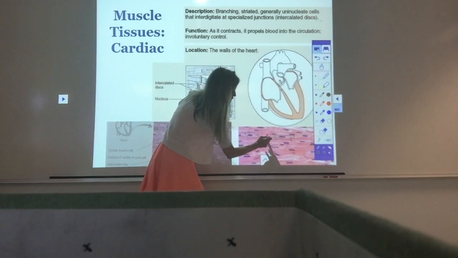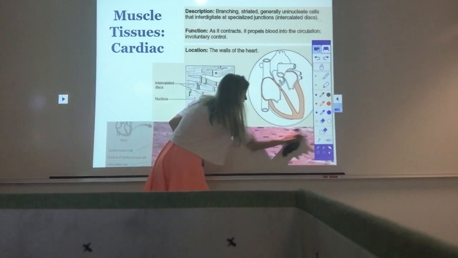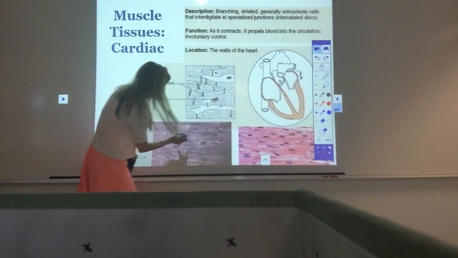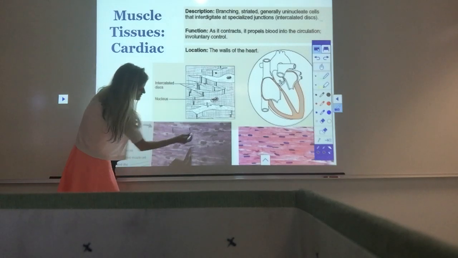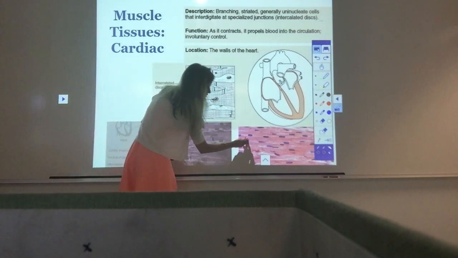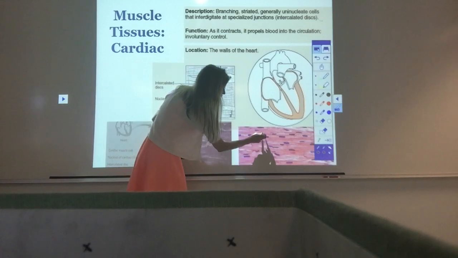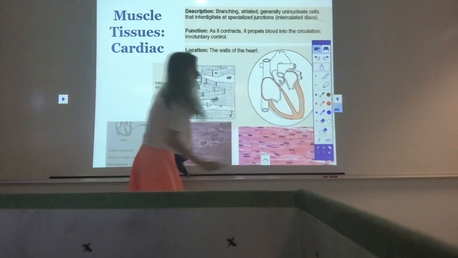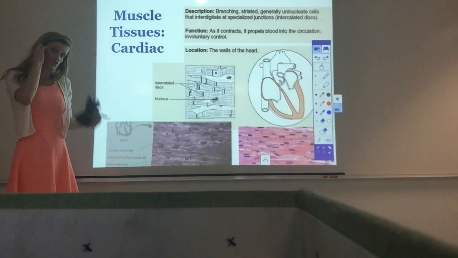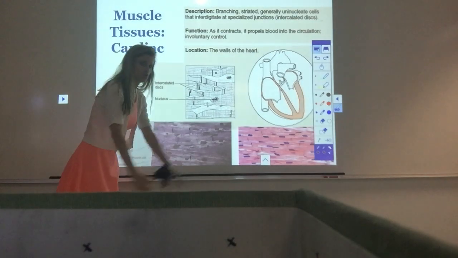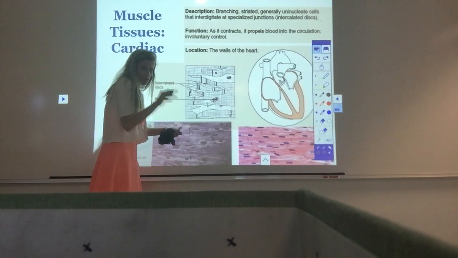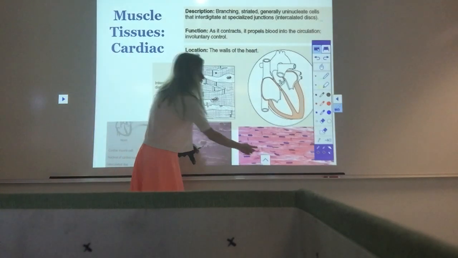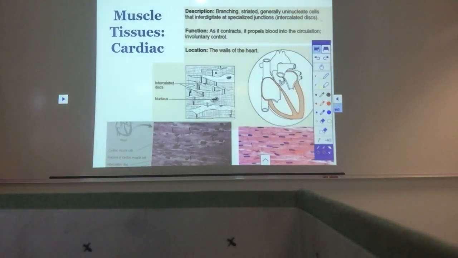And then they have a central nucleus. A way to identify this is you'll see these sharp vertical lines every once in a while. These are called intercalated discs. They're little connectors between the cells. That's an obvious way to tell you that you're looking at cardiac muscle. It's striped or striated, but it's not huge long cells like skeletal muscle. They're smaller cells with a central nucleus, and every once in a while you see this very obvious vertical line, the intercalated disc. That tells me I'm looking at cardiac muscle from the heart.